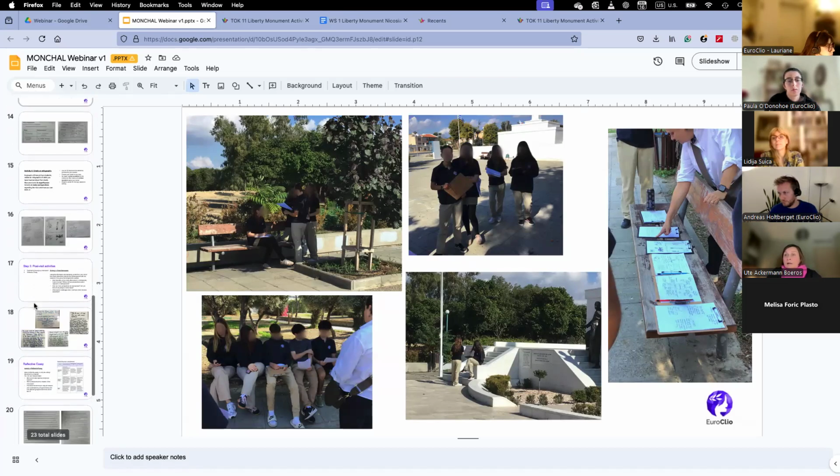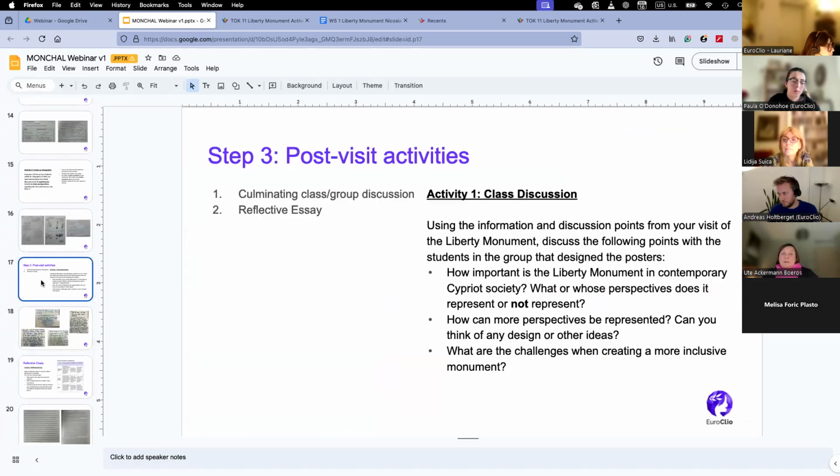So I move on. The last of the 3 activities, and for me that was also very important, was the culminating class or group discussion, and then the reflective essay. The discussion was designed to recap what they had seen, what they had learned on site, but also information they had studied earlier. And again, the major point here was how can different perspectives or more perspectives be represented? Can you think of any design or any other ideas?